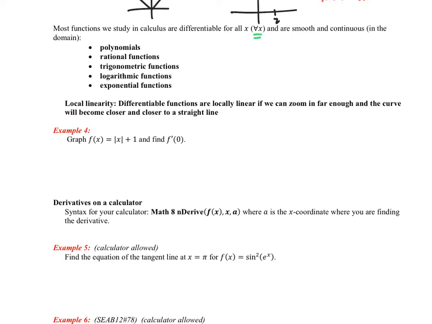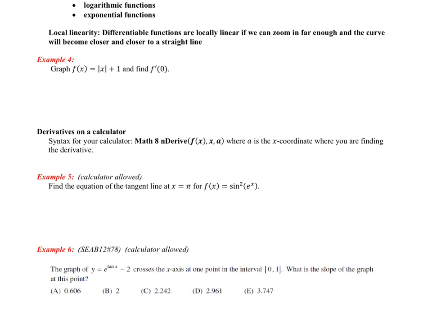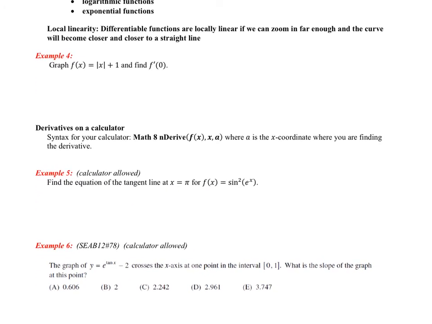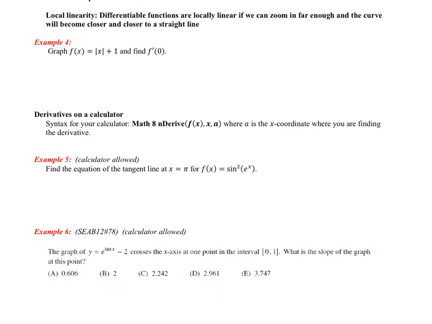All right, so the next idea is local linearity, which just means differentiable functions are locally linear: if we can zoom in far enough, the curve will become closer and closer to a straight line. Okay, kind of unrelated. Let's move on to example 4.